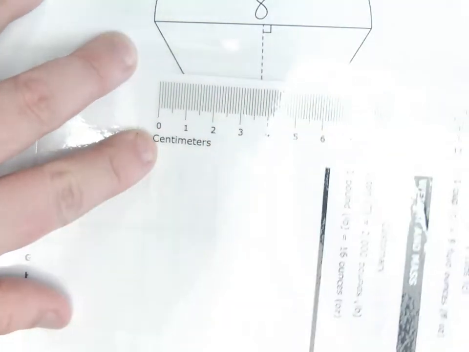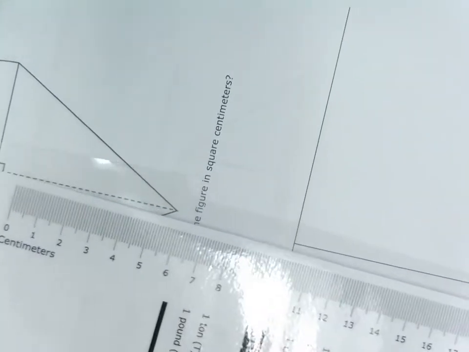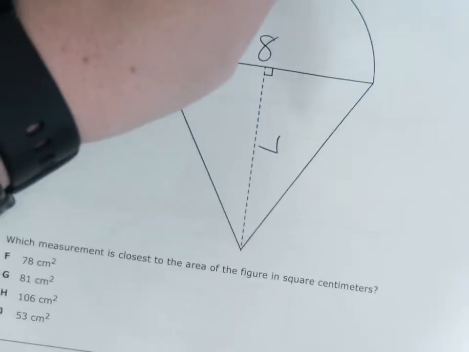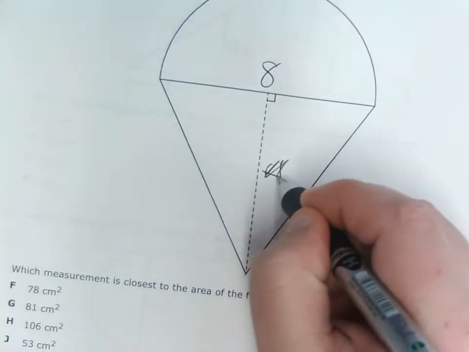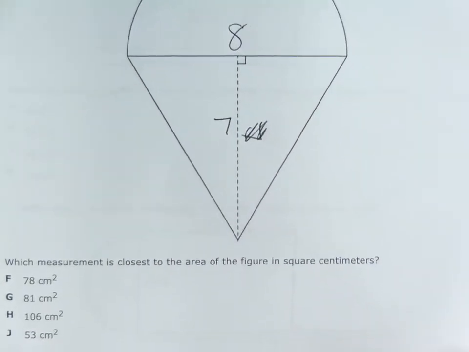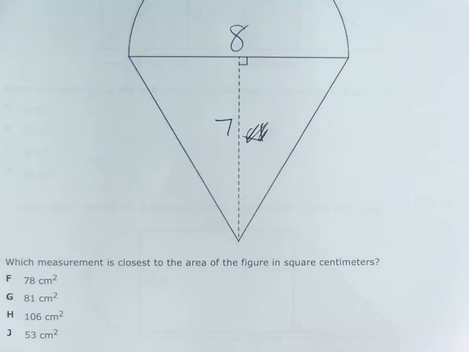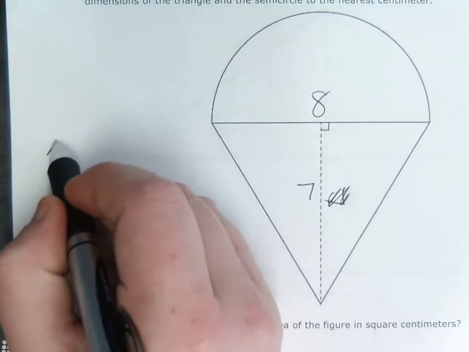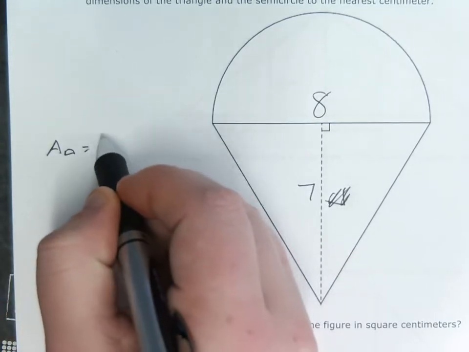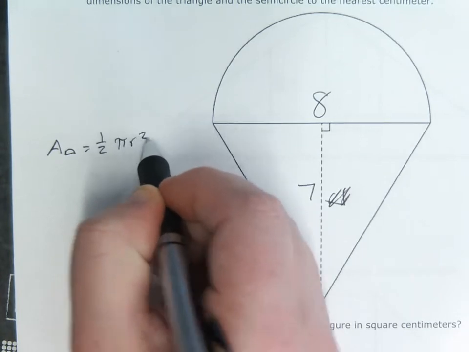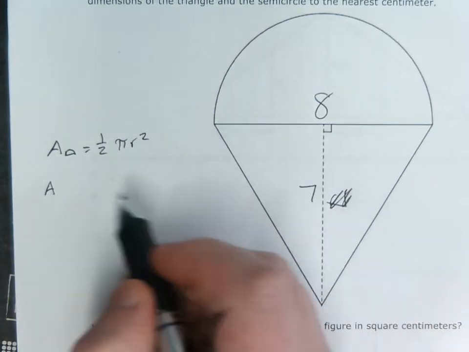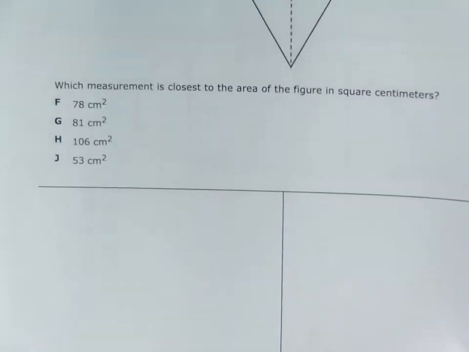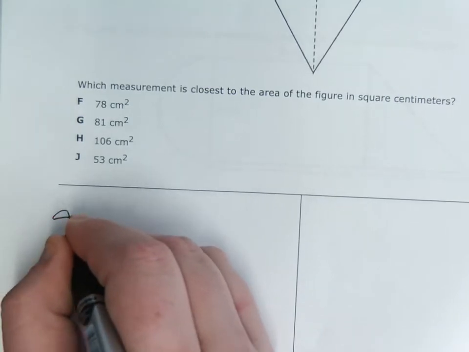So that makes that 8. And then I measure this one, and that makes that 7. Okay, so that's 8 and that's 7. Okay, so let's flip it over so we see it. 7. Okay, so then I'm gonna measure the figure. So I know I need the area of the semicircle, which is half pi r squared, and then the area of the triangle, which is 1/2 base times height. Okay, so let's do our semicircle first.